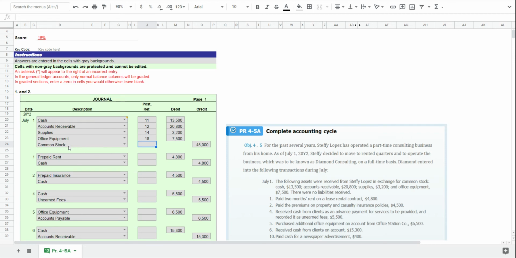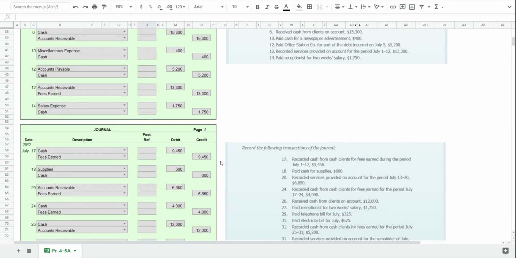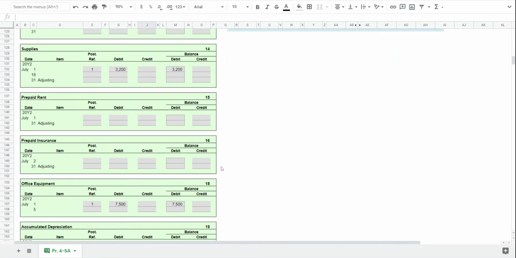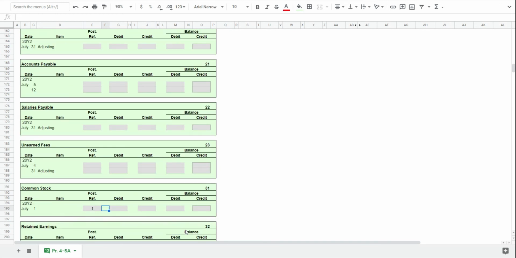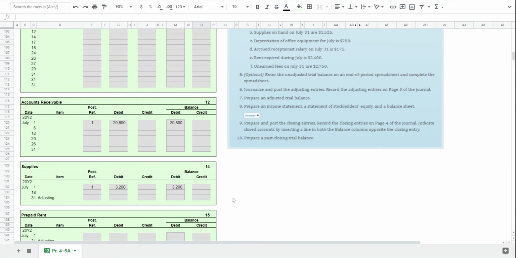And the last line of this first transaction is a credit to common stock for $45,000. So we come down in our general ledger till we find common stock. It came from page one. It was a credit of $45,000. And we come over here and put in our credit of $45,000 as the updated balance. That went to account number 31.